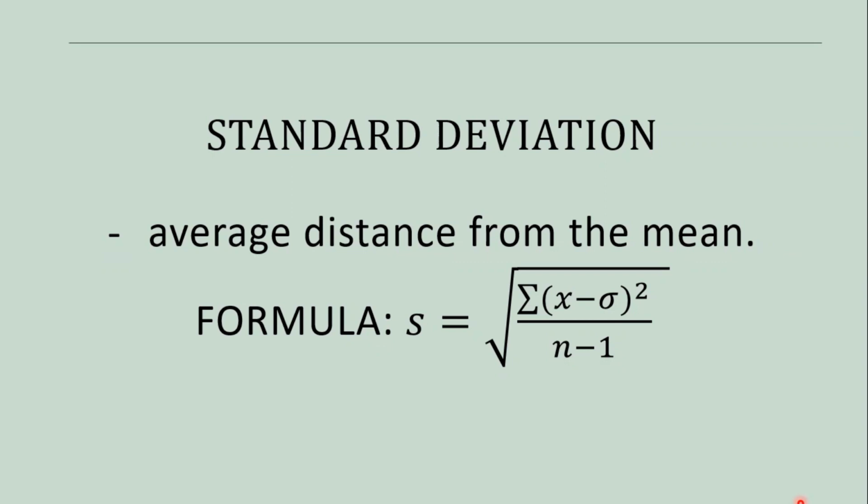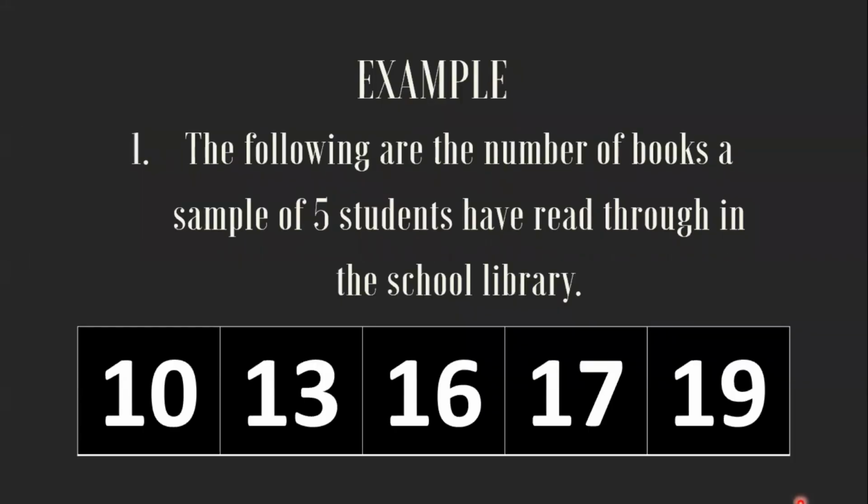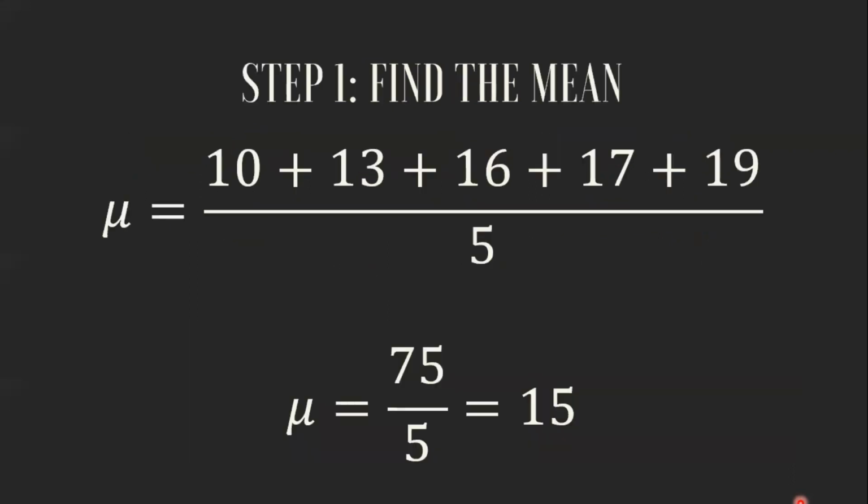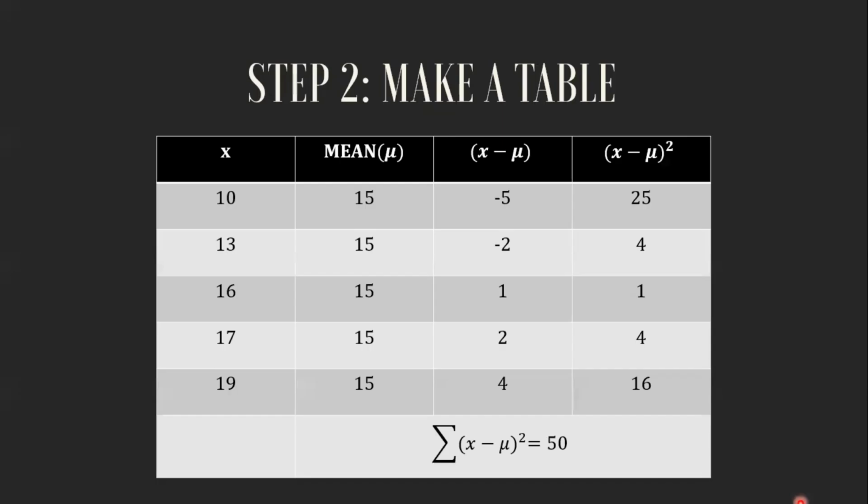To further enhance your understanding, let's solve this example. The following are the number of books a sample of 5 students have read through in the school library: 10, 13, 16, 17, and 19. Step 1 in finding the variance and standard deviation is to first solve the mean. Again, our formula for mean is the summation of x over n. Substitute the values we have: 10 plus 13 plus 16 plus 17 plus 19 divided by 5, the mean is 15.